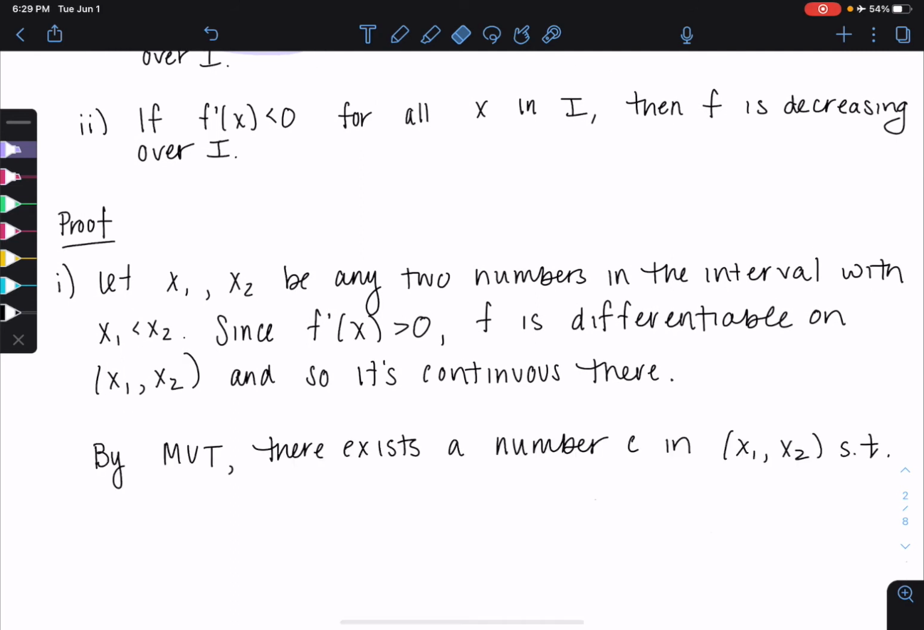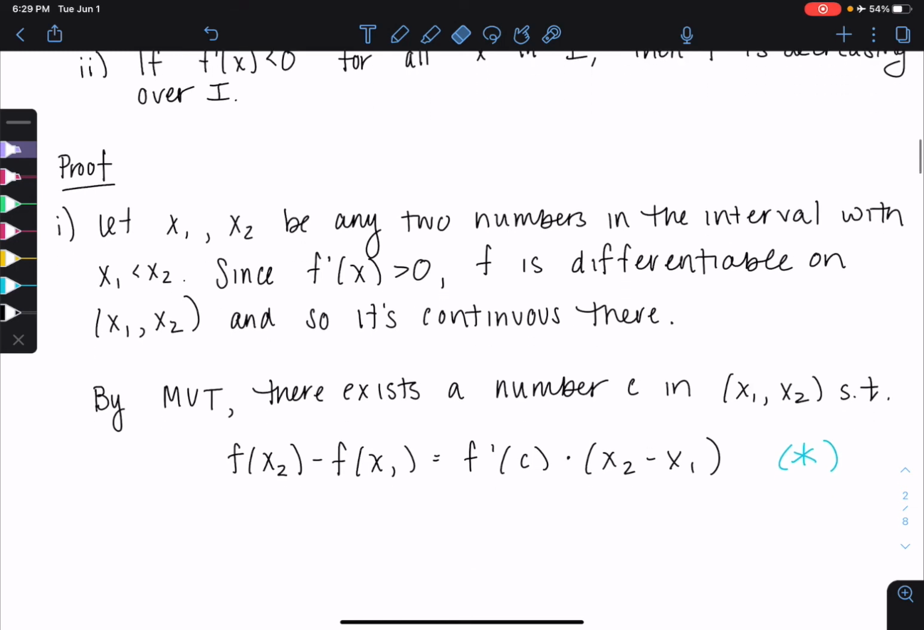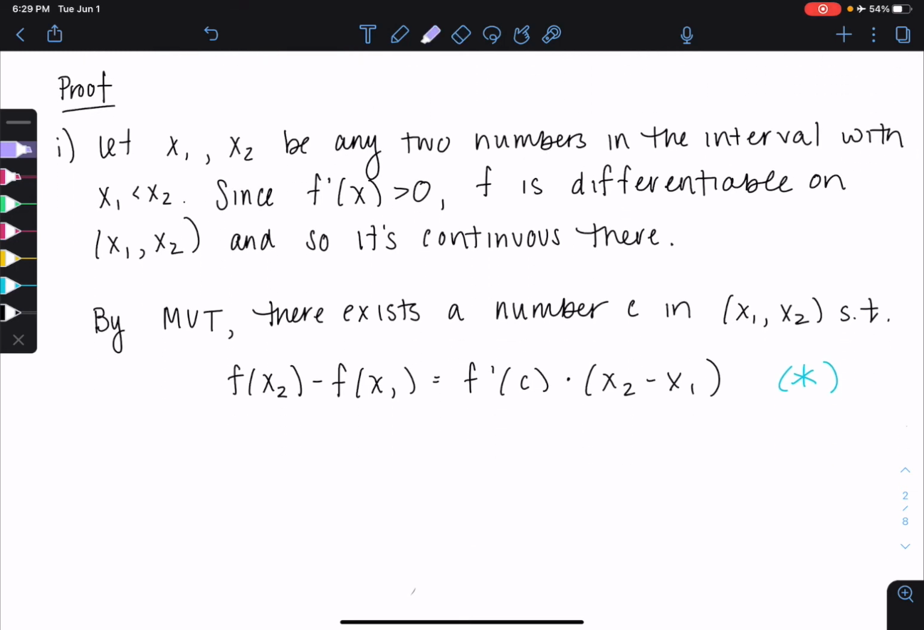And those are the two hypotheses I needed for the mean value theorem. So, by the mean value theorem, there exists a number c inside this interval x1 to x2 such that the difference in y values is equal to the derivative times the difference in x values. I'm going to call this equation star just to make my life a little bit easier in a second. But what I want to do is dissect what's really going on over here.